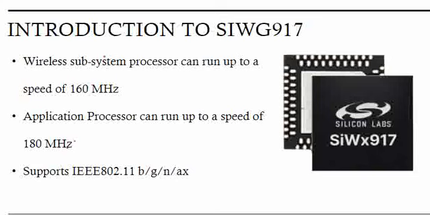And basically, Wi-Fi is the IEEE 802.11 standard, right? So this particular chipset, as it is a Wi-Fi and Bluetooth chipset, from the Wi-Fi perspective, it supports IEEE 802.11b, IEEE 802.11g, IEEE 802.11n, and IEEE 802.11ax. AX is the sixth generation of Wi-Fi, which we call Wi-Fi 6, and that is what is supported in SI917.